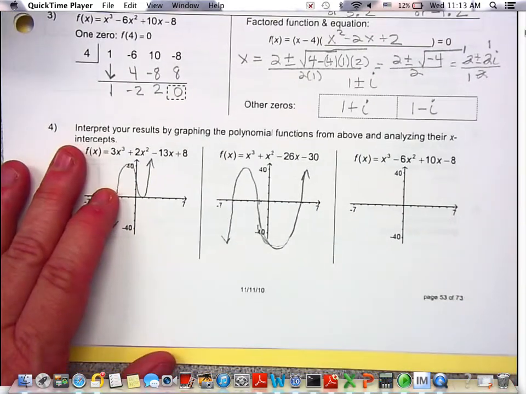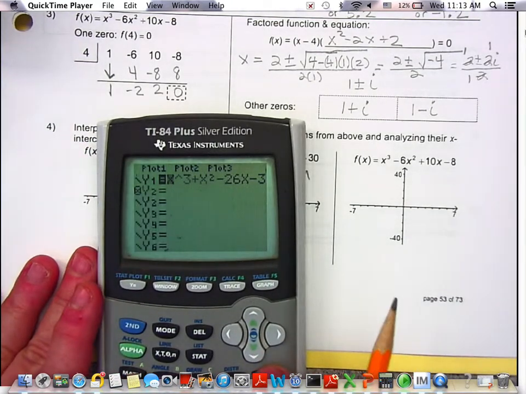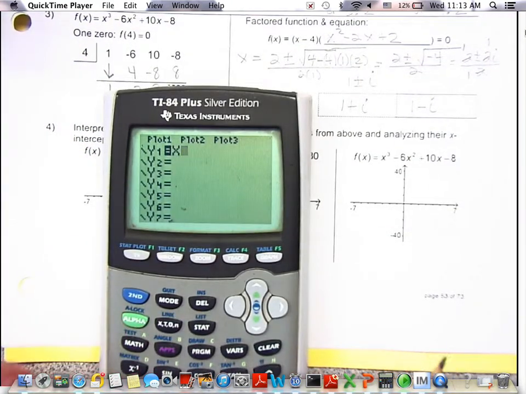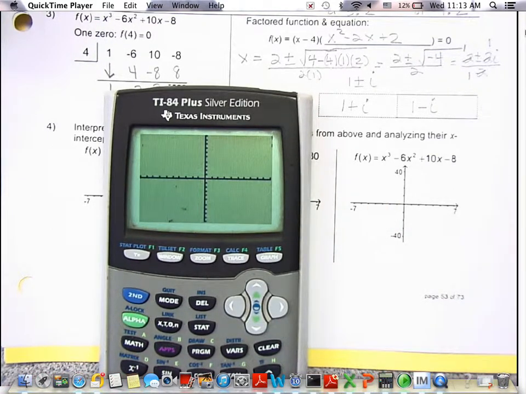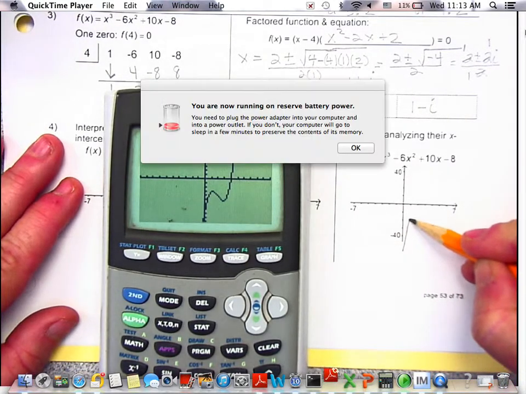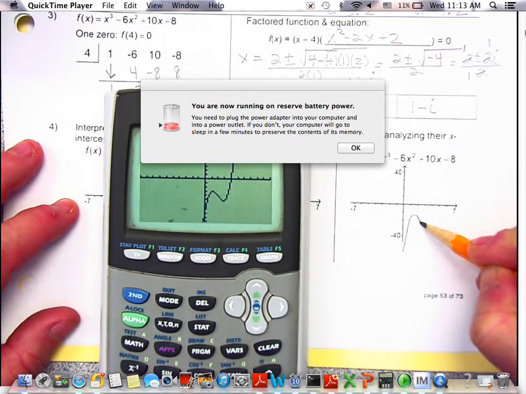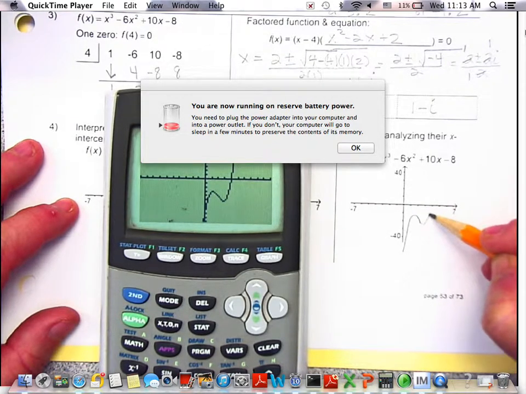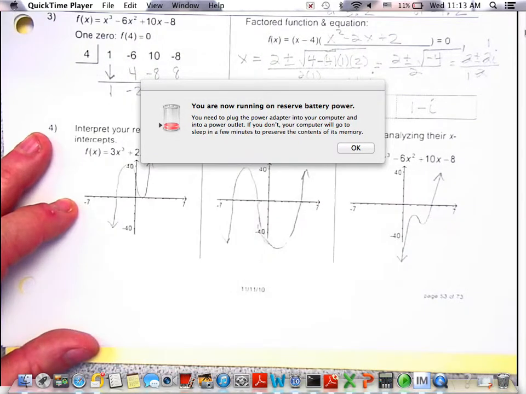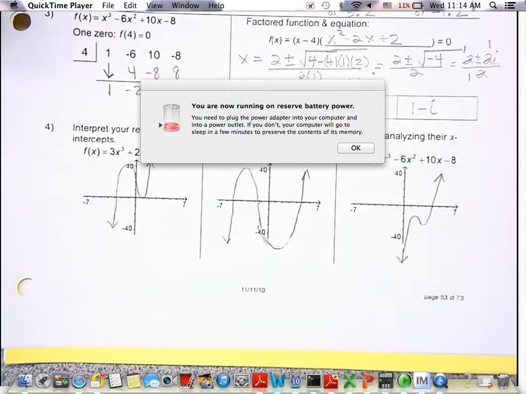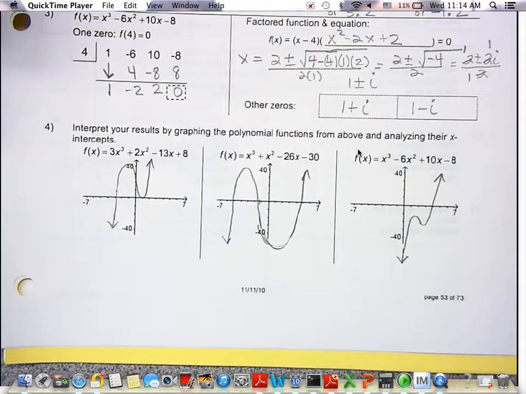Now this one, though, is the one we're concerned about. So x to the third minus 6x squared plus 10x minus 8. Okay, so it makes a bend here, but it does not cross or touch the x-axis. So why does it do that? How come?